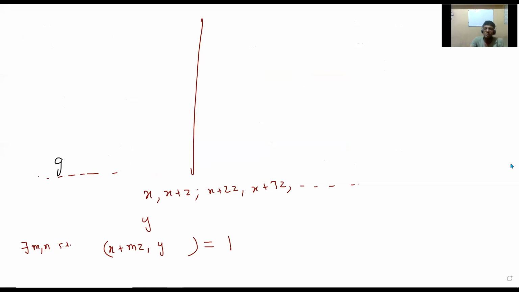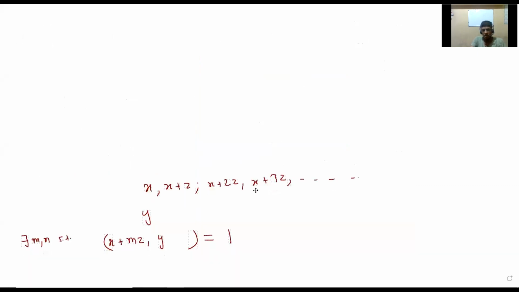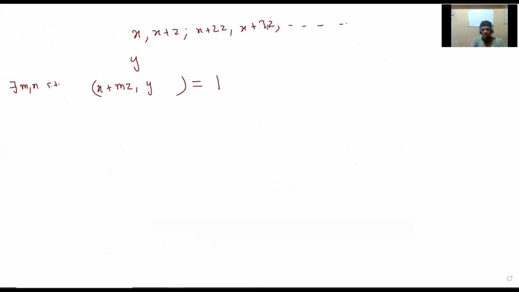Maybe some sort of PHP can come in. I don't know. But I don't think this will be a PHP kind of question because it seems very constructed, not existential. You can actually construct them. So you want x plus mz and y to have no factors in common. Any factor, you want to take an m so that it kills that factor in the summation.